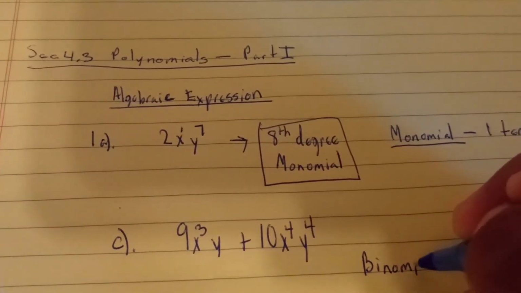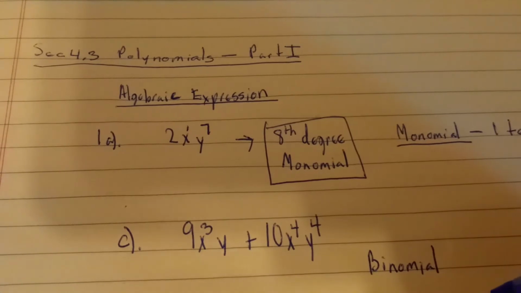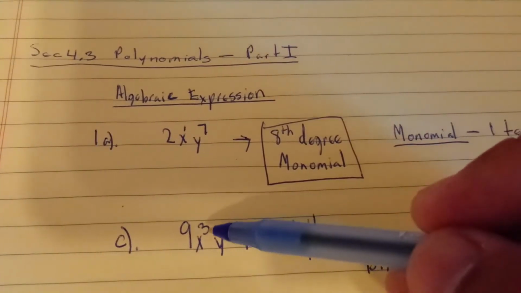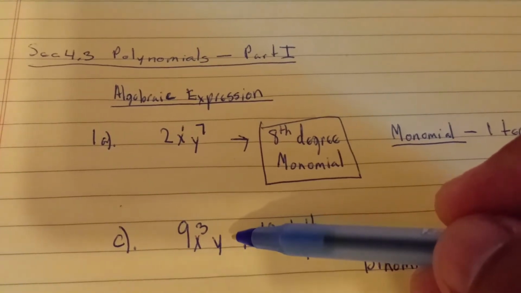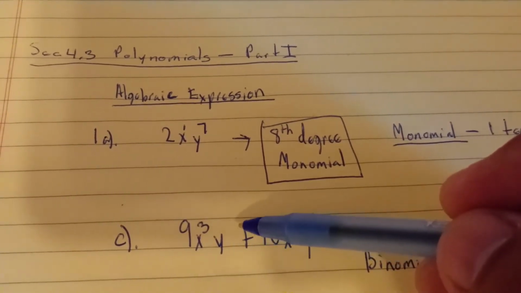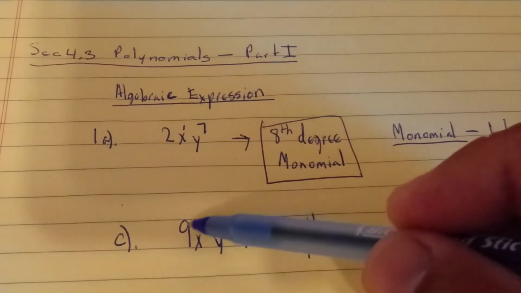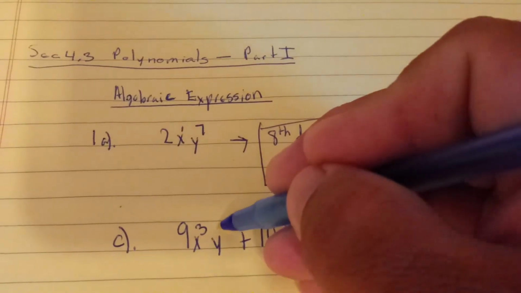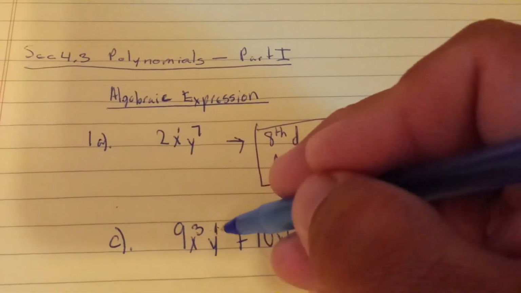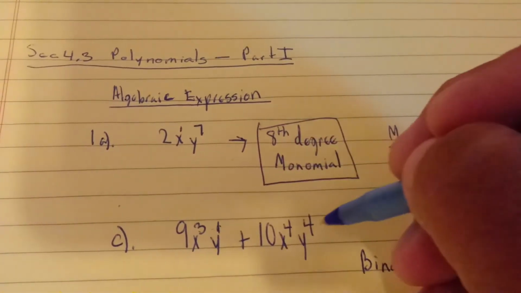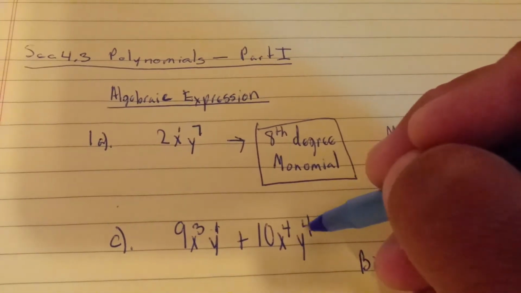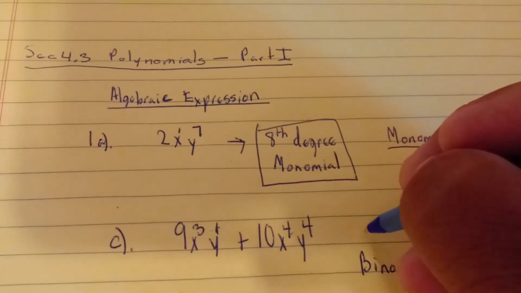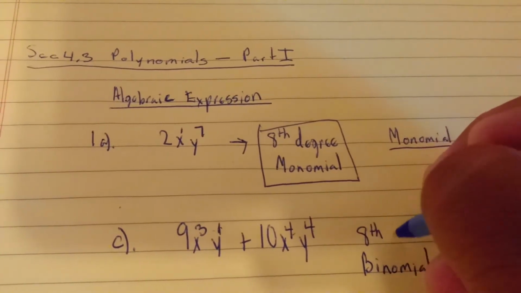Now you may be asking, what type of degree polynomial is this? So we're going to take a look here. Since we have two separate ones here, we're going to take a look at the first expression, x to the third y. So in this case, if you add these two, that's a 4th degree polynomial. But if you add these two, this is 4 plus 4, which will also be considered an 8th degree polynomial.